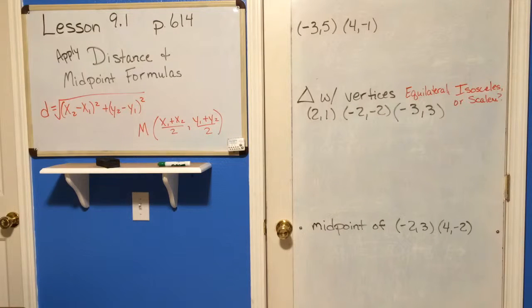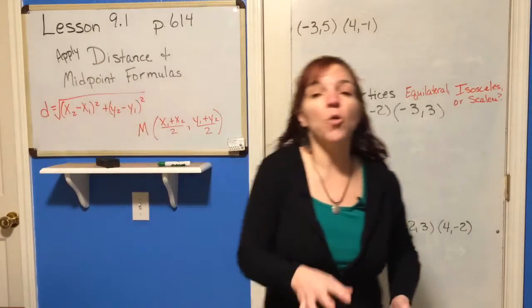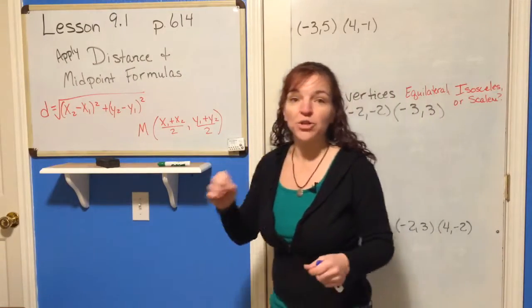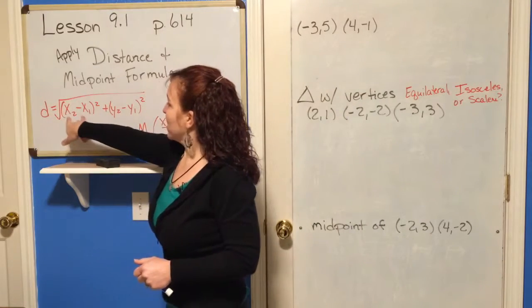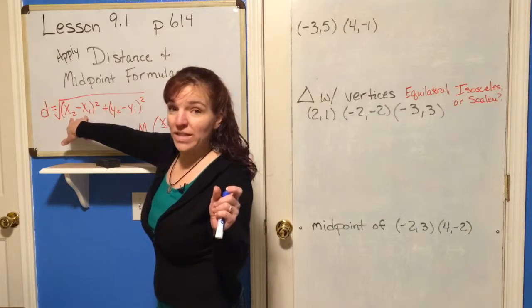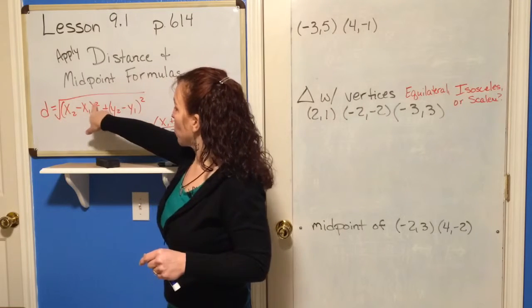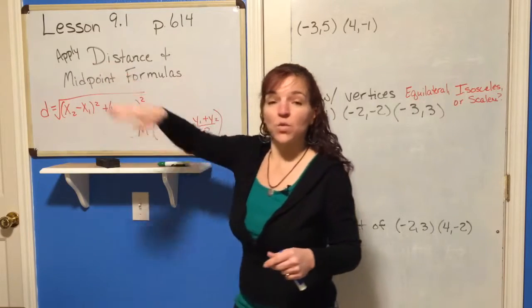First section of chapter 9, applying the distance and midpoint formulas. Now, hopefully you remember those formulas already. If you don't, here they are. Make sure to get them into your notes. The distance formula, remember, you take the difference of your x quantities of your 2 points and square it, and the difference of your y's and square that, and then add it together and take the square root.